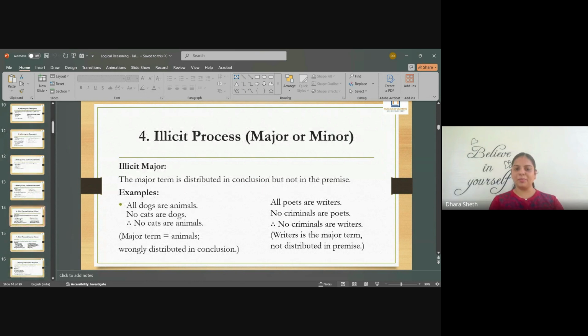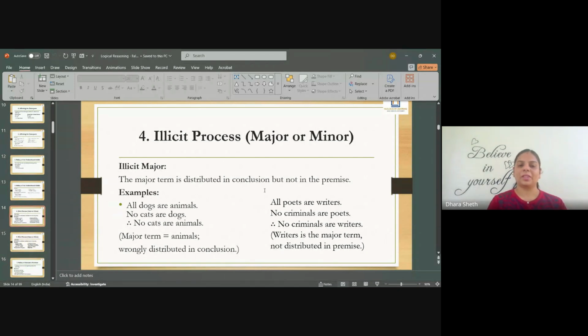Next, illicit process. This is of two types, illicit major and illicit minor. When we talk about the major term, it is called illicit major. And when we talk about the minor term, it is called illicit minor. The major term is distributed in the conclusion, but it is not distributed in the premise. Now, any term which is distributed in the conclusion has to be distributed in either of the premises first. The middle term does not occur in the conclusion, so this does not apply to that.